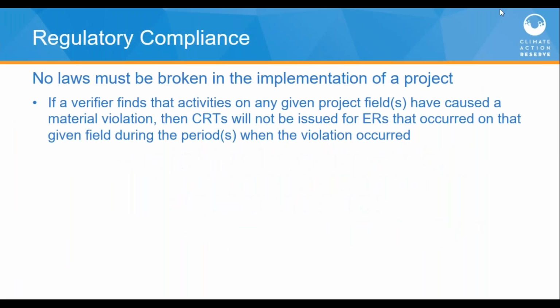Okay. And so one last eligibility rule, and it's a simple one. Regulatory compliance. It's pretty simple. No laws must be broken during the implementation of a project. No project activities can result in a material violation. And if a verifier finds out that activities have caused a material violation, so that is generally anything that isn't administrative in nature, then credits will not be issued for the emission reductions that occurred on that field during the time frame when those violations occurred. So projects are required to stay in good regulatory standing.